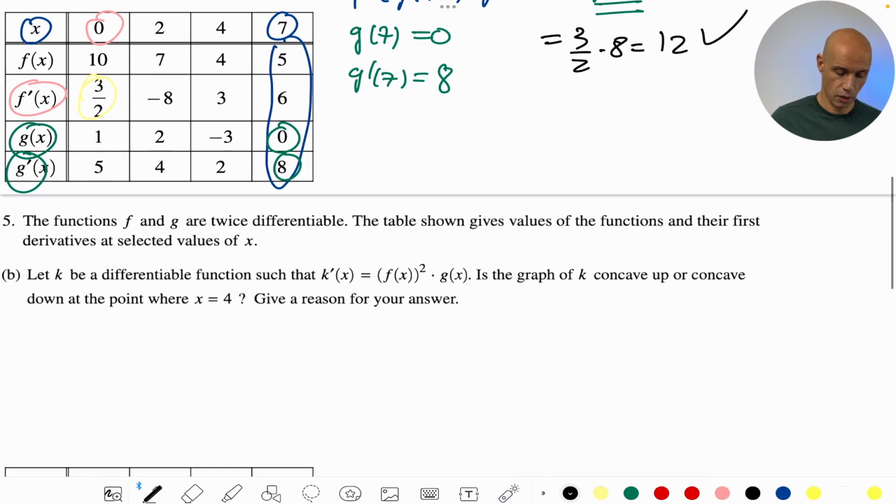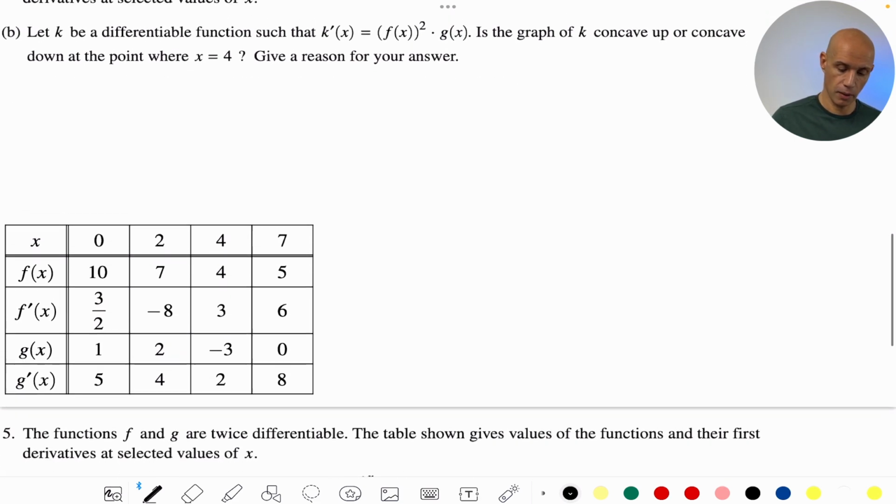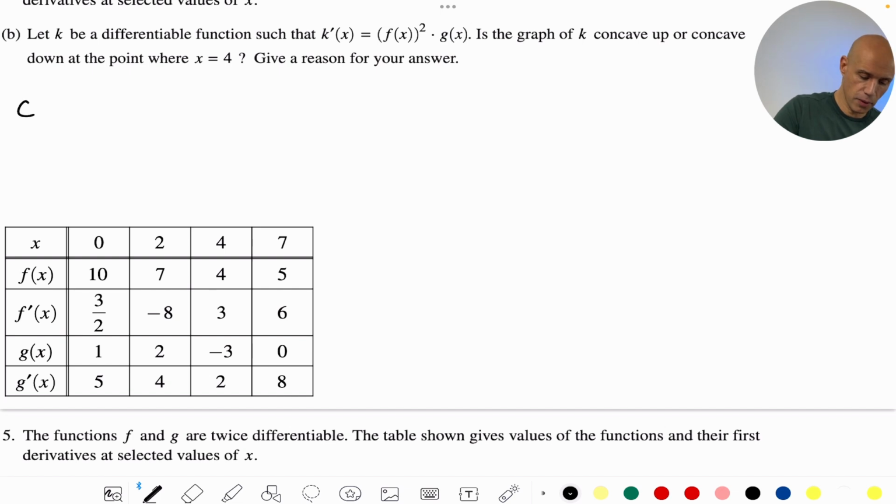Great. So for B, what happens in B? Oh, yeah, that's the thing. Let's review what concave is. Concave down and concave up, first of all, okay?